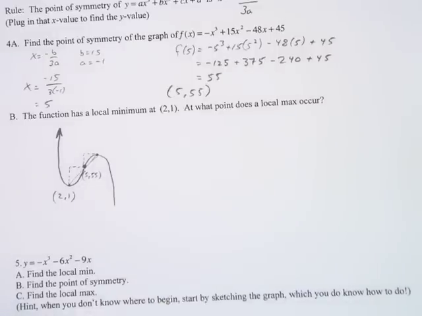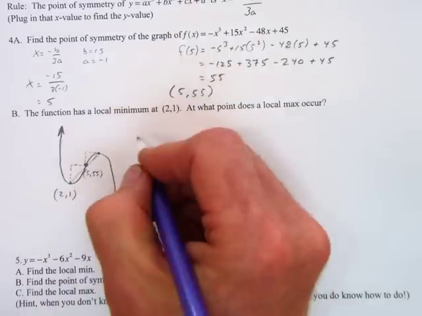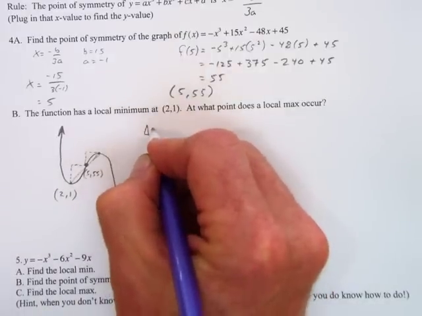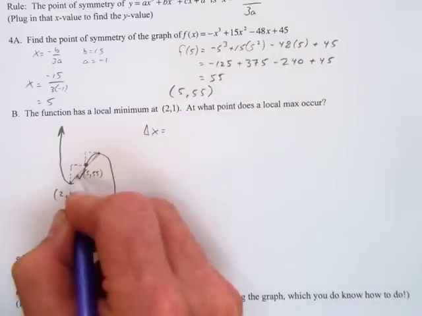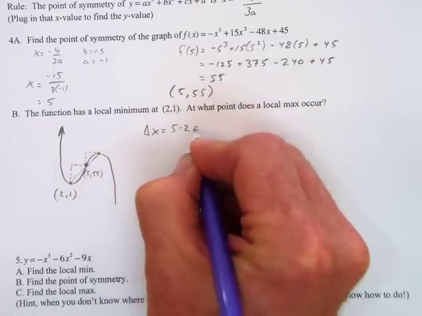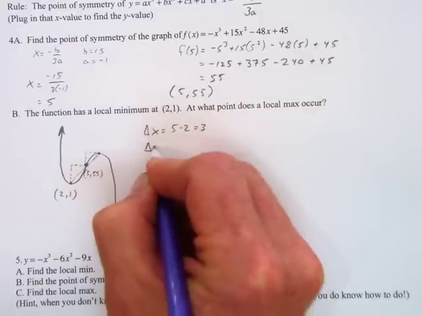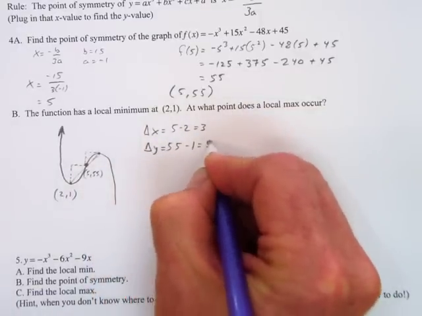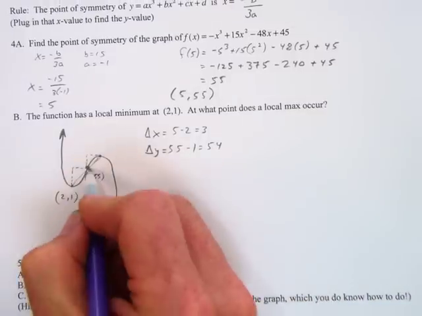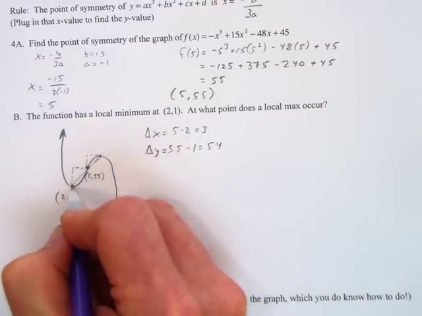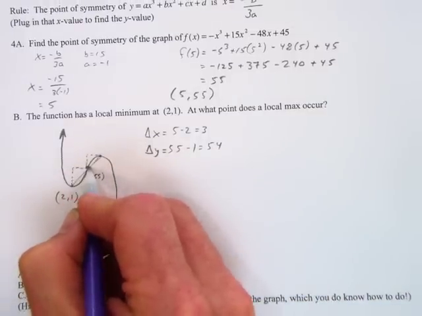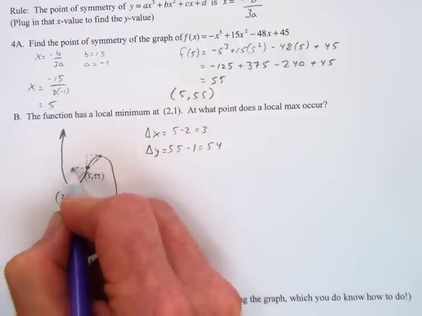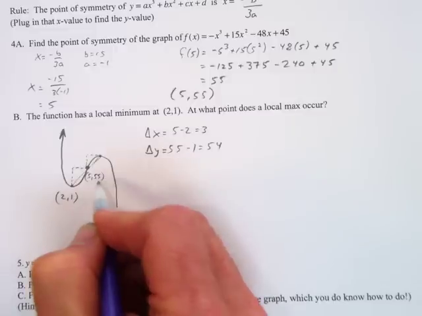And I can think of this just like slope. So let's write this down, delta x. The change in x here is going to be 5 minus 2, or 3, and the change in y is going to be 55 minus 1, or 54. So if I take 2 and I add 3 to it, I get my 5, and I take the 1 and I add 54 to it, and I get my 55.